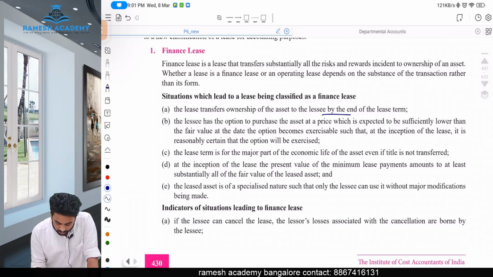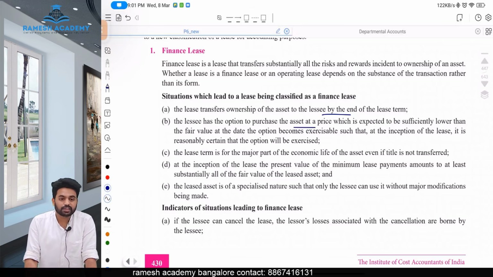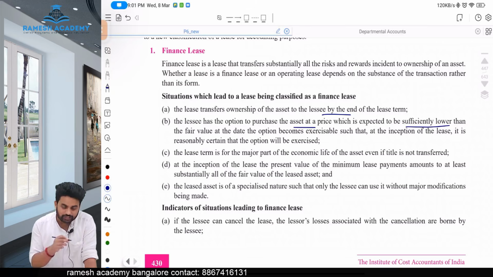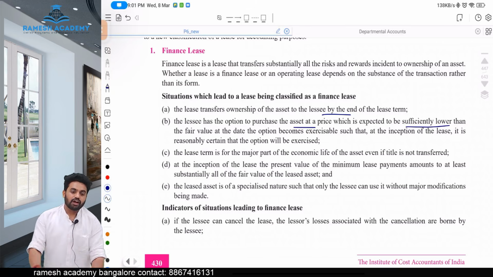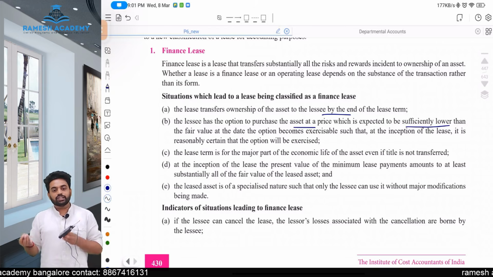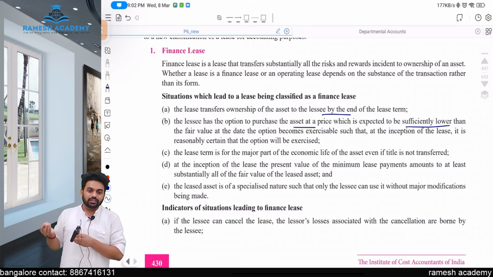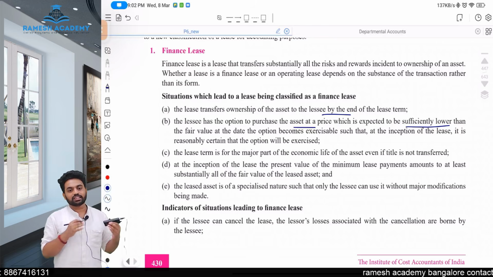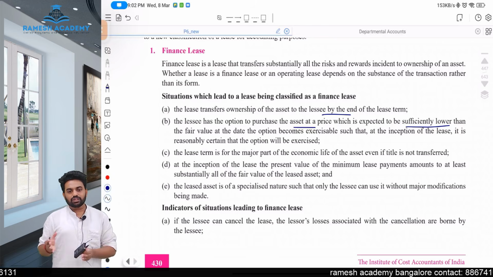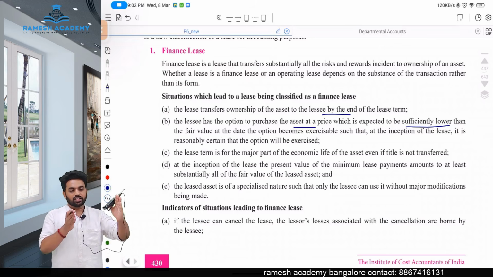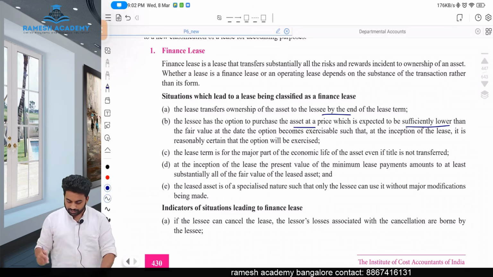Okay. The lessee has an option to purchase the asset at the end at a price which is expected to be sufficiently lower than the fair value. For example, after 5 years, your asset value is 1 lakh rupees. You are offering your lessee that particular asset only at rupees 30,000, which means sufficiently lesser than the fair value. If it is equal to fair value, our lessee might purchase a new asset at the same price or might discontinue, right?